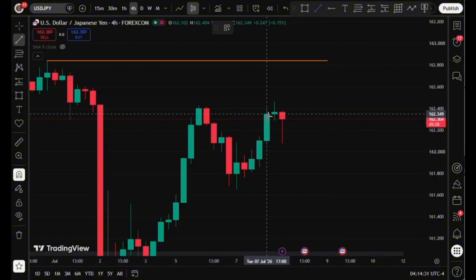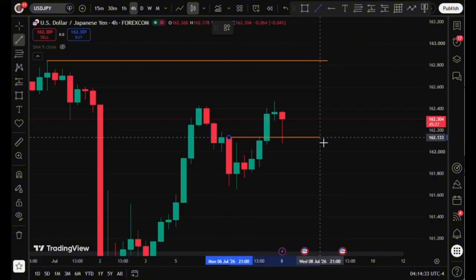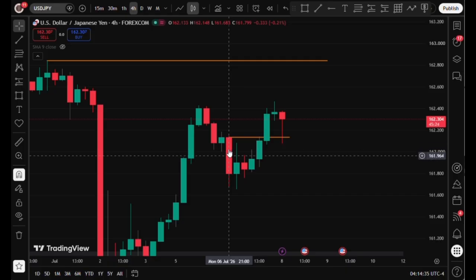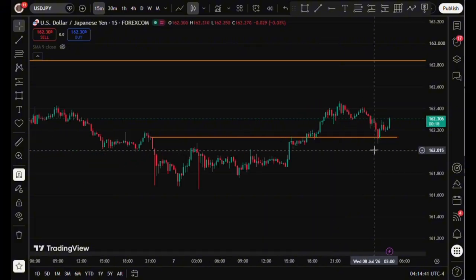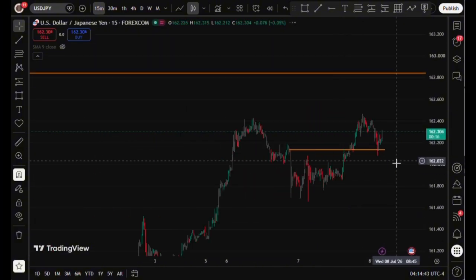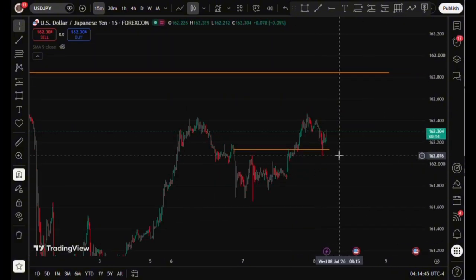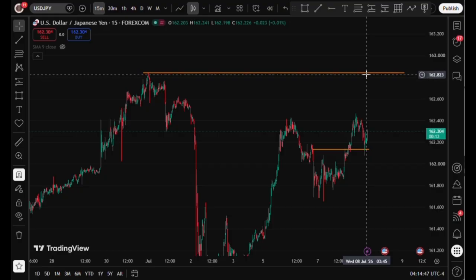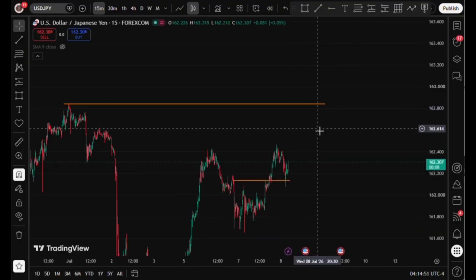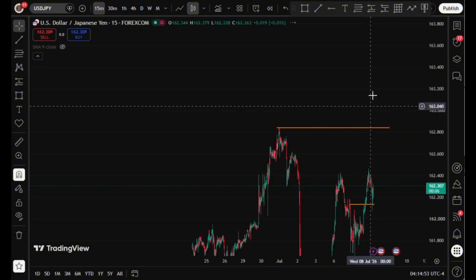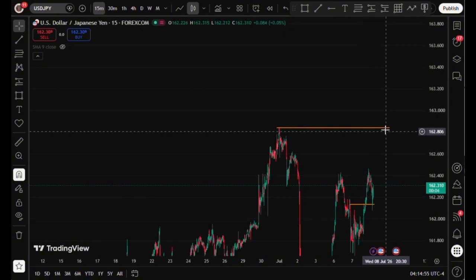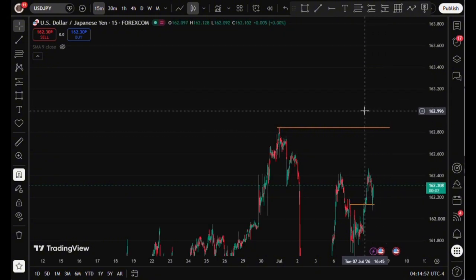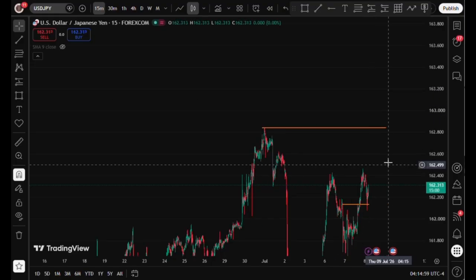We can see that it has dropped down into this previous area here, which we can use as a mitigation block or an order block. And then if we go into the 15 minutes time frame, we can see a rejection from this area. So taking a trade on USD JPY would really make sense, looking for 1.628 as the first exit, and then we can look for subsequent exits above 1.628 at around 1.63 or 1.632.